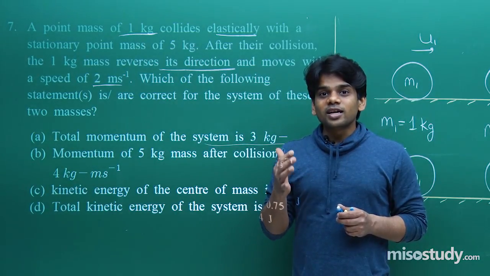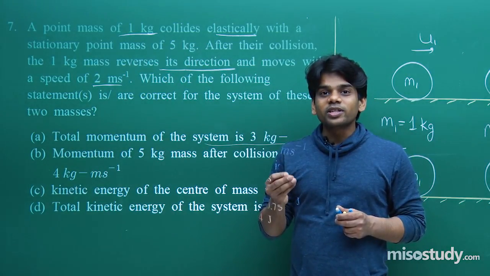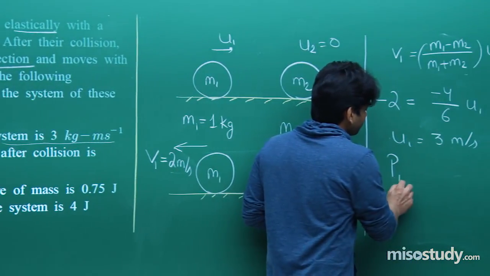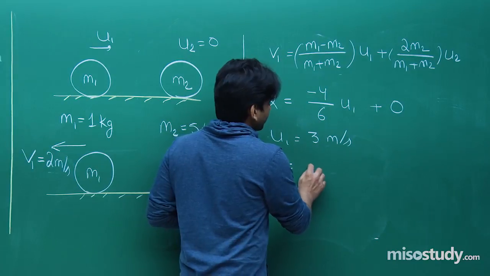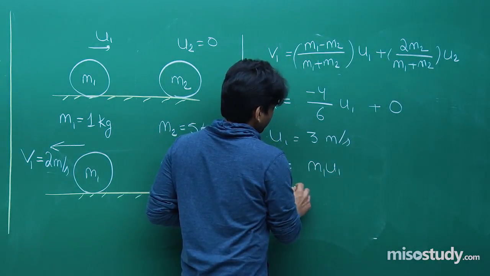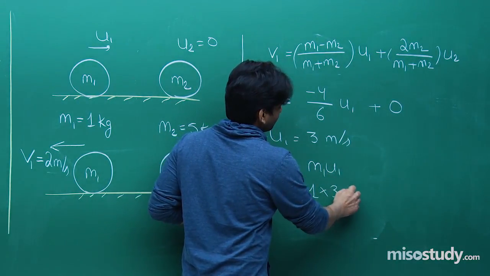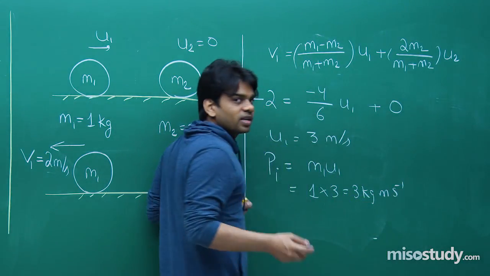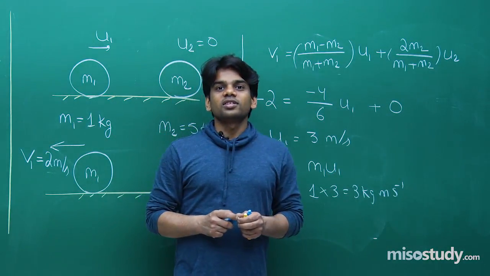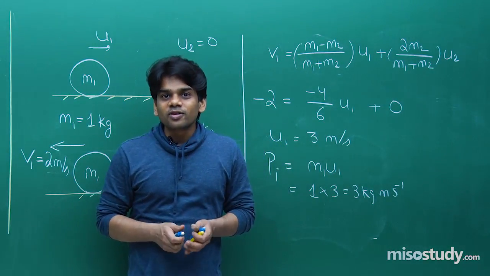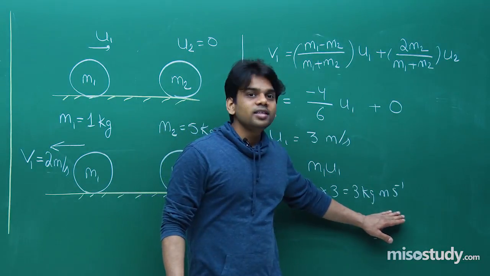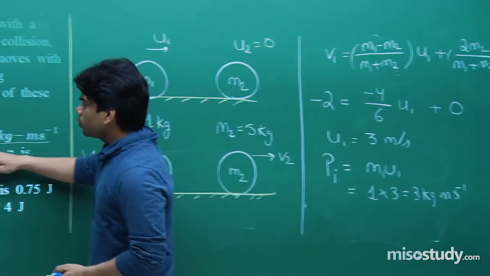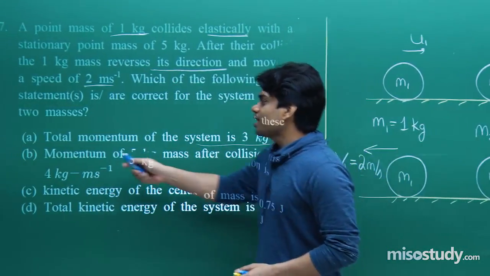That is, you can just multiply the mass of the body with the initial velocity of the object. So initial momentum is m1 into u1, m1 is 1, u1 is 3, so 3 kg meter per second, and every time this momentum will be conserved. Whether the collision is elastic or inelastic, the momentum will be conserved. So mark the initial momentum as 3 kg meter per second, that is going to remain constant entirely. Total momentum of the system is 3 kg meter per second. Yes, that's the right statement.